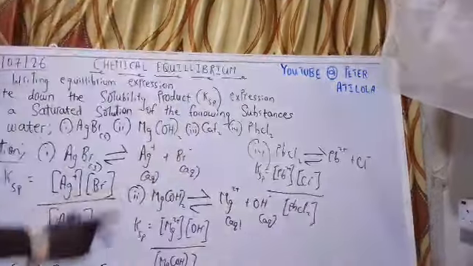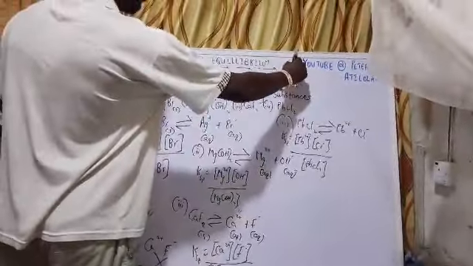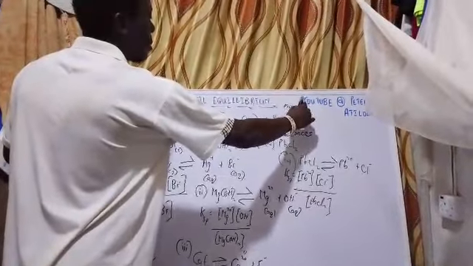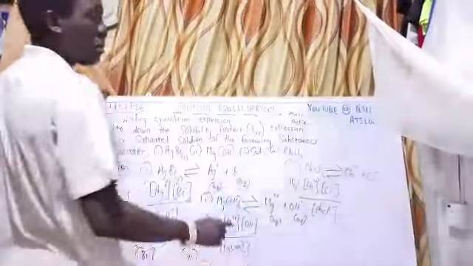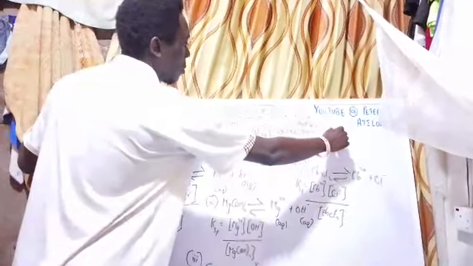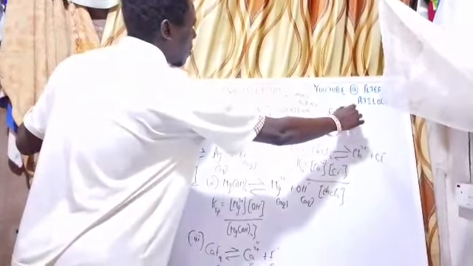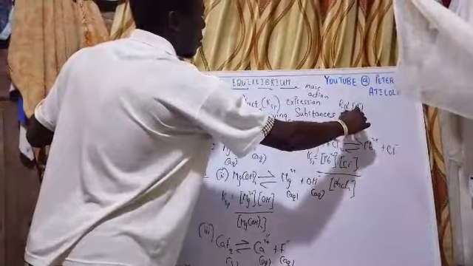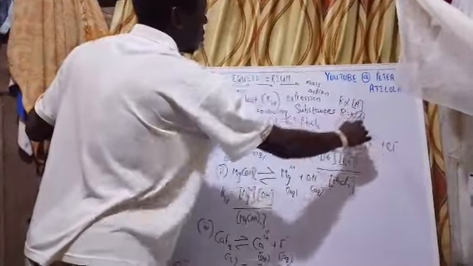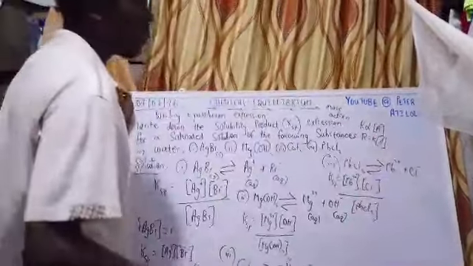Now let me give you guys a law. I'll give you two laws. You study the law of mass action by Guldberg and Waage, which says the rate of reaction is directly proportional to the active mass of the reacting substance. So we always have product over reactants. How to write equilibrium expression?